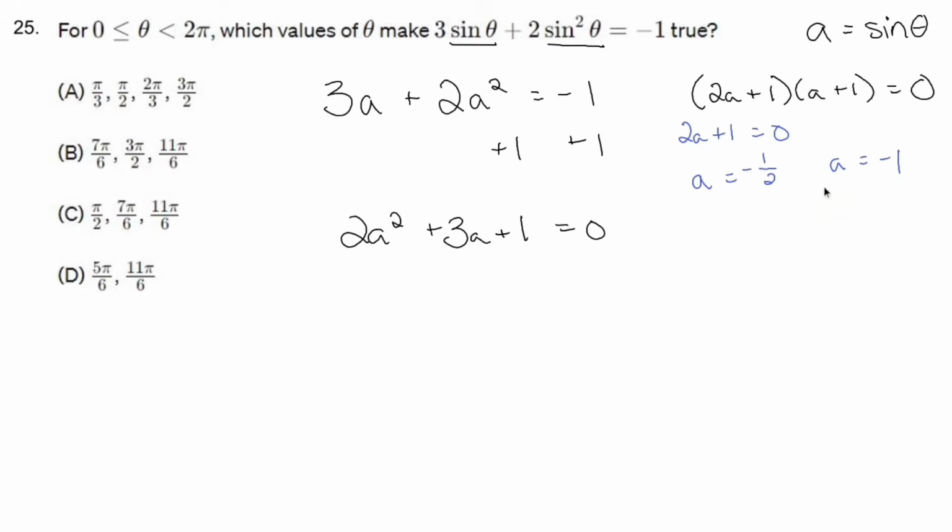That's also cool. Now, before you go over here and say, oh, what the heck? Where's negative a half or where's negative one? Buddy, I didn't start out with a. I started out with sines. So remember, we pretended that a is sin θ, not squared. So that means sin θ = -1/2, and sin θ = -1.